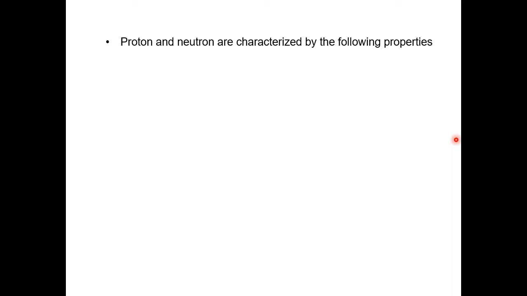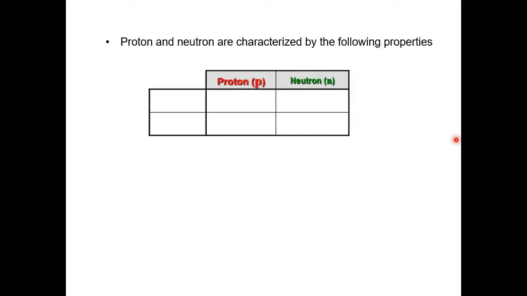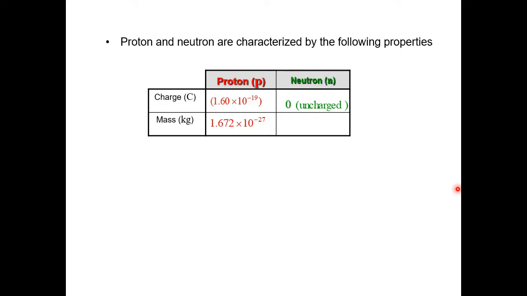Proton and neutron are actually characterized by the following properties. You can see here the proton charge is 1.6 times 10 to the power of negative 19, and the neutron does not have charge, we call it uncharged. While for mass, the proton is 1.672 times 10 to the power of negative 27 kg, and for neutron it is 1.675 times 10 to the power of negative 27 kg.